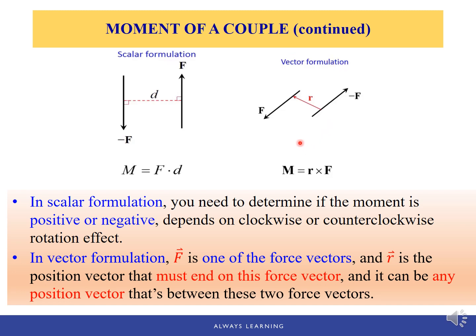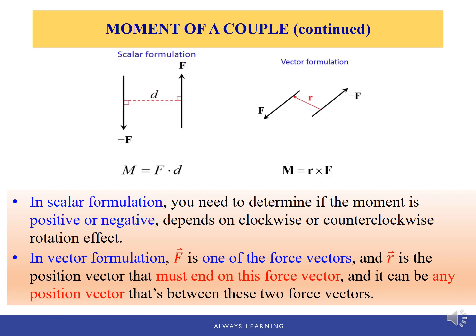For the vector formulation, we need to find a position vector r. And then r cross F, we will find the moment of the couple in vector form. In this vector formulation, in the cross product, F is one of the force vectors, and r is the position vector that must end on this force vector. And it can be any position vector between these two force vectors.